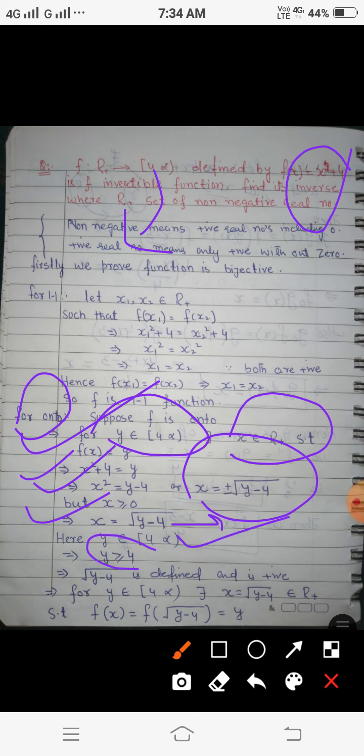Such that f(x), where x is of the form root of (y − 4), because x = root of (y − 4), for this x, f(x) = (root of (y − 4))² + 4 = y.